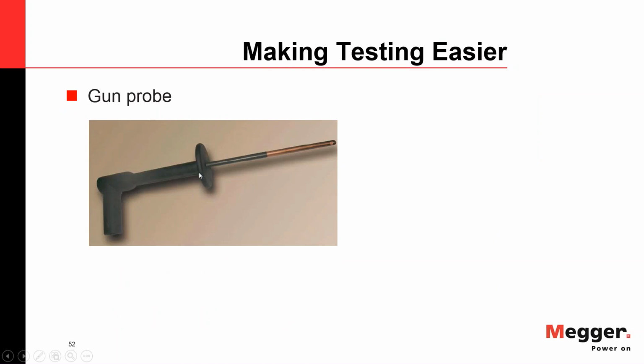Convenience of testing. If you have special probes available, special means of connecting, you can dramatically speed up your testing, because you just have to touch one pole of the circuit breaker, the other one can be hooked up as a common, and you can go through multiple poles, multiple circuit breakers fairly quickly. A typical example is a gun probe.